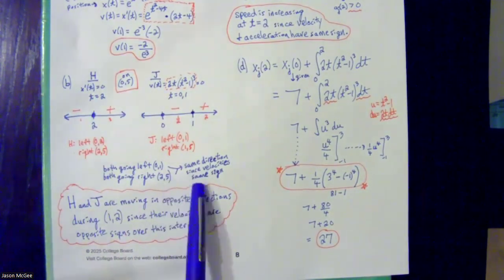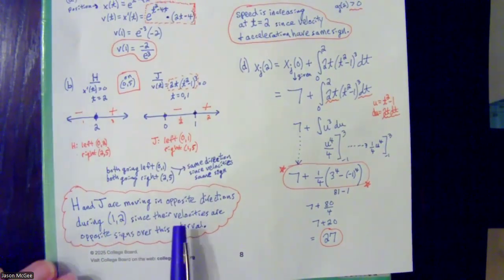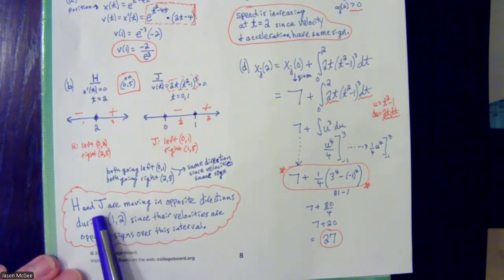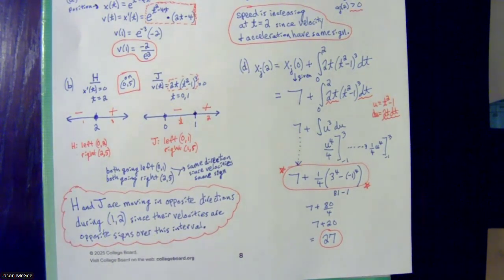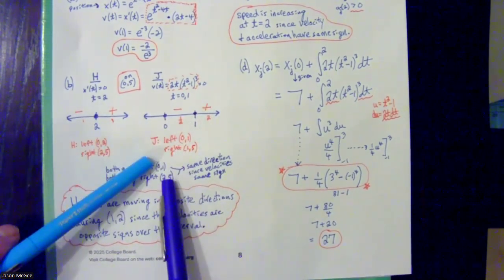So if that's where you're going in the same direction, that means in between 1 and 2, that's where the velocities are going to have opposite signs. And so that's where H and J are going to be moving in opposite directions. So I just said, hey, it kind of helped me figure out where they're the same first.